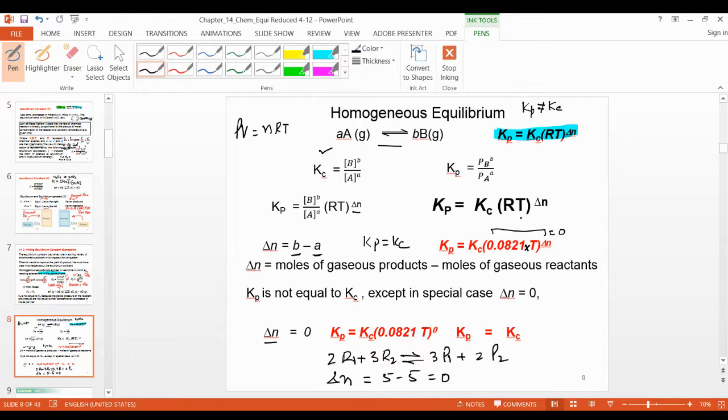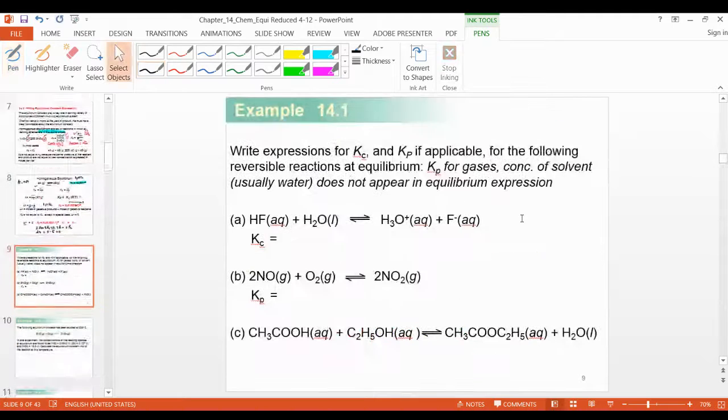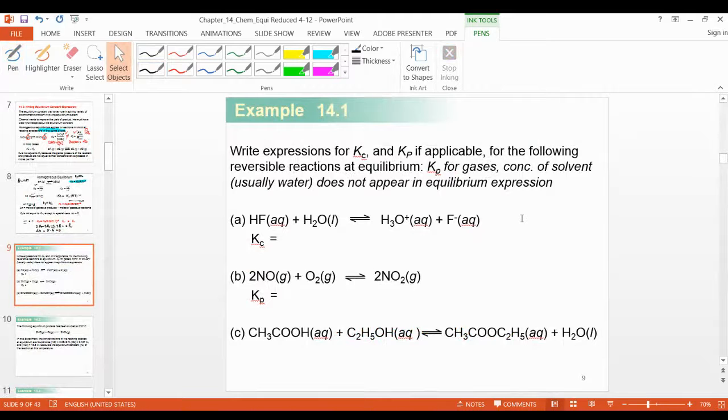The question may be asked, under what condition is Kp equal to Kc? Simple. You will write your answer: only if delta N, meaning the change in moles of the reactants and the products, is 0 for any chemical reaction, then Kp is equal to Kc. Is this clear to you? All right. Now look at these examples.